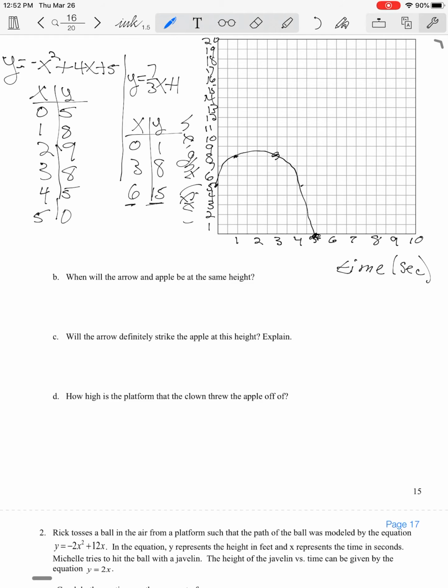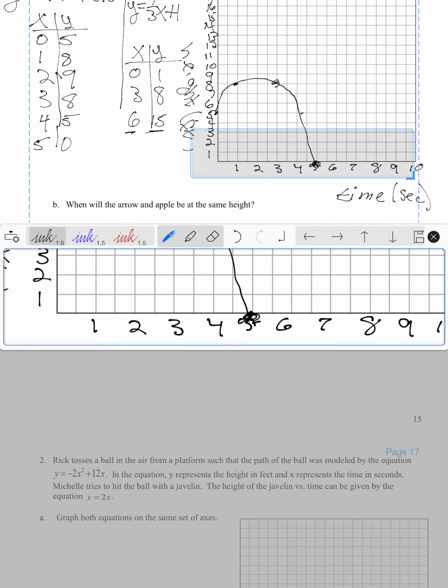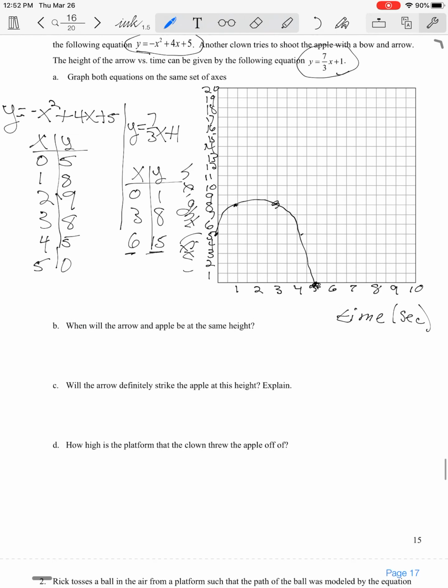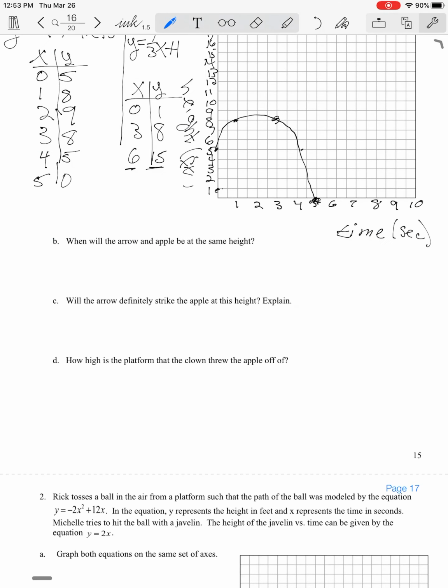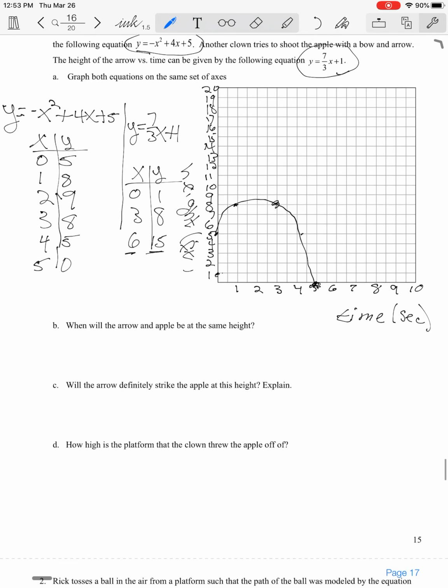Now I'll graph my line. I have (0, 1), (3, 8), and I have (6, 15). I will connect my line with a ruler, and I will label. Then I get set to answer my questions.